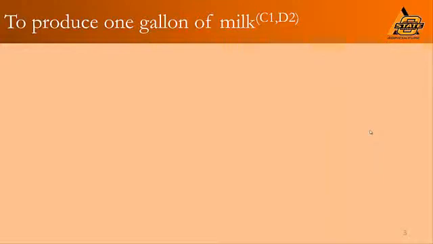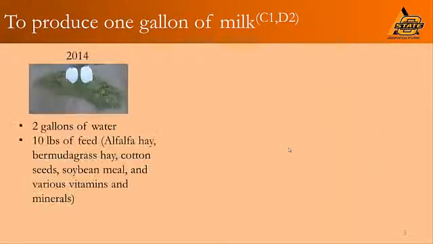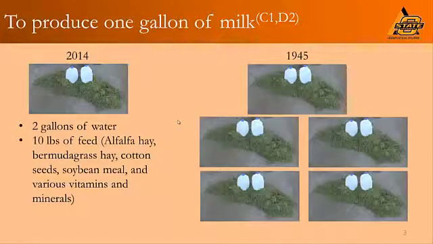To give an idea of these productivity gains that have occurred, to produce 1 gallon of milk today requires this. I went to a dairy farm and calculated all this. 1 gallon of milk requires 2 gallons of water and 10 pounds of this feed. And this feed is alfalfa hay, Bermuda grass hay, cotton seeds, soybean meal, and various vitamins and minerals. Now let's ask how much of that water and feed it would take to produce a gallon of milk in 1945. It would take 5 times as much.